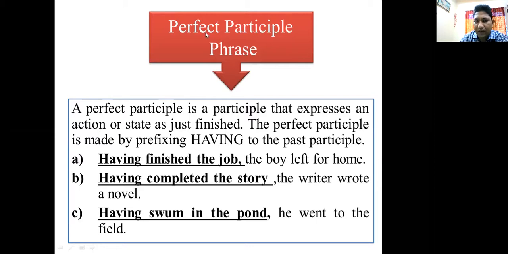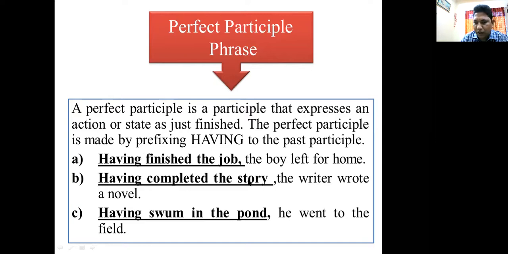But when we are talking about a perfect participle phrase, it will be having plus a verb in past participle form plus other words. I repeat, a perfect participle phrase is having plus a verb in past participle form plus other words. Have a look. Having finished the job, the boy left for home. So here, having is there as a prefix, finished is the past participle form of finish, and other words, the job. So having finished the job is an example of a perfect participle phrase.